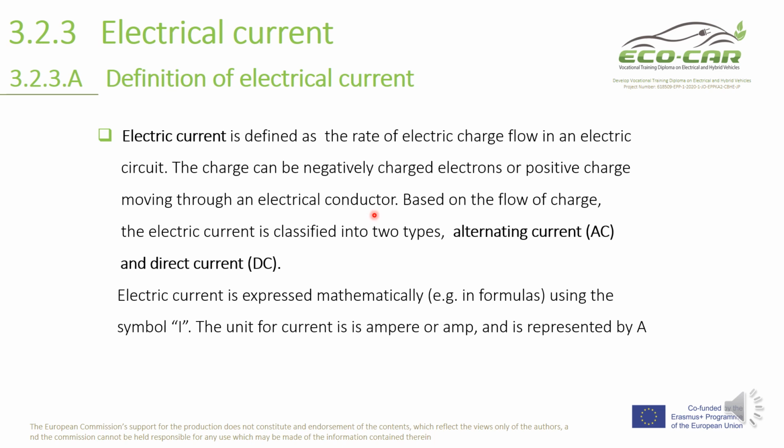Based on the flow of charge, the electric current is classified into two types. The first one is called alternating current, AC, and the second one is called direct current, DC. Electric current is expressed mathematically, for example in formulas, using the symbol I. The unit for current is the ampere, or amps, and is represented by A.